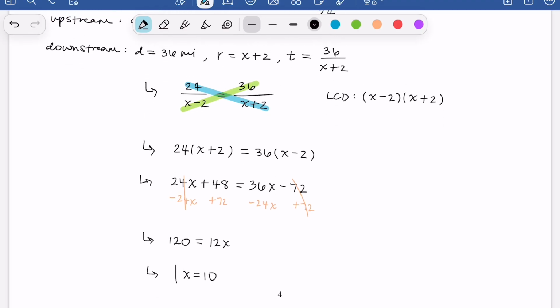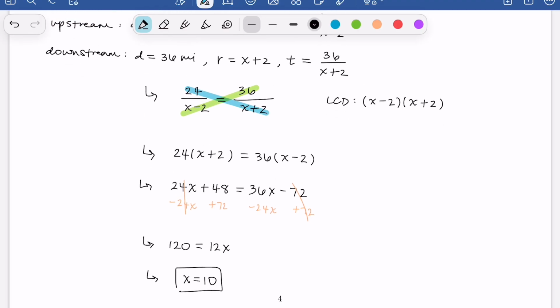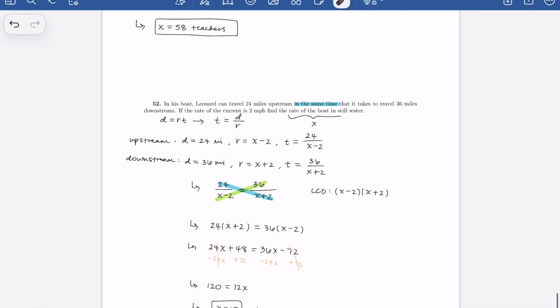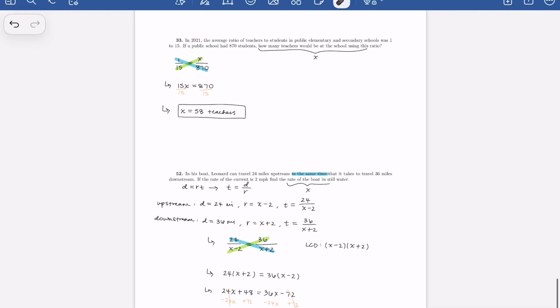So this tells me that the rate of the boat in still water is going to be 10, and in this case, our units are miles per hour, right? So that is two examples of some application problems using rational equations.